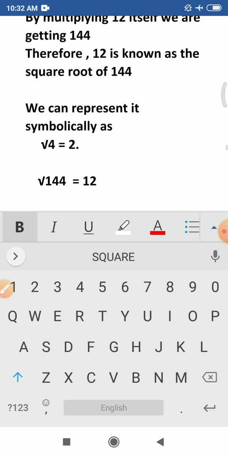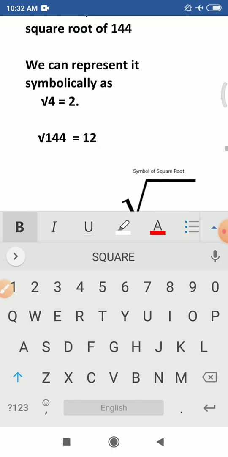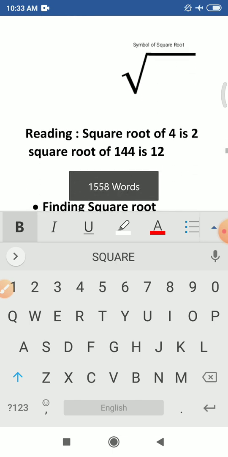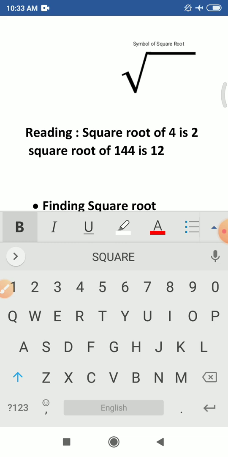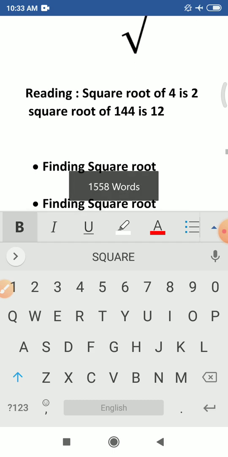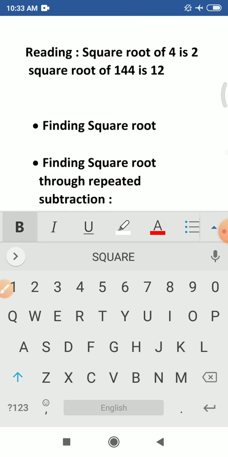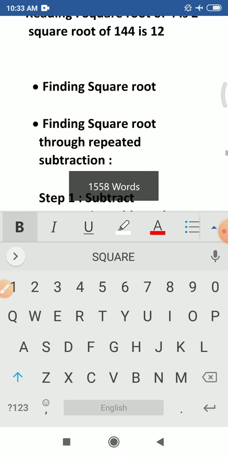We can represent it symbolically as shown here. Under root 4 is equal to 2, or under root 144 is equal to 12. Reading should be like this: square root of 4 is 2, or square root of 144 is 12. Now let's see how to find the square root. There are so many ways.